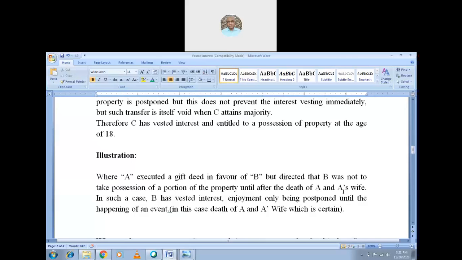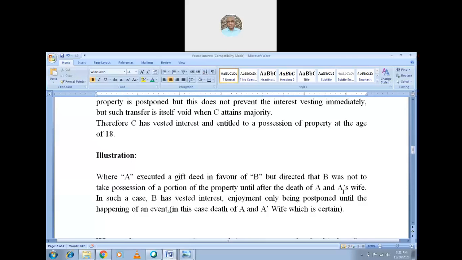In such a case, B has a vested interest, enjoyment only being postponed. He has the vested interest, definitely, B. But enjoyment will be postponed until the happening of an event. That means, in this case, the death of A and A's wife, which is certain. So one day they are going to die. So it's certain. Then he can enjoy it only after the death of them.